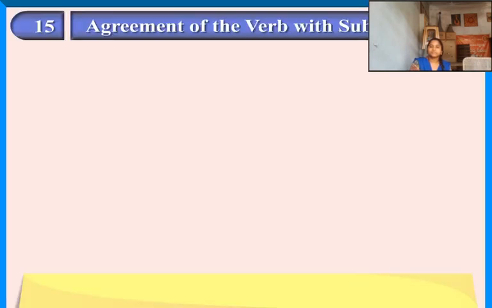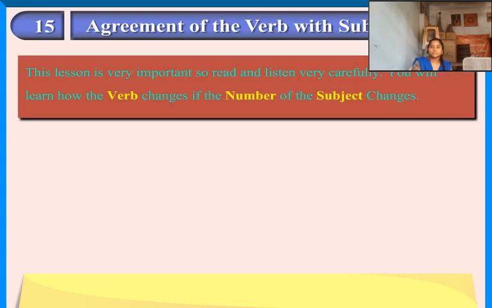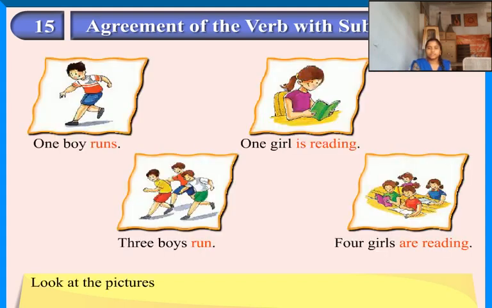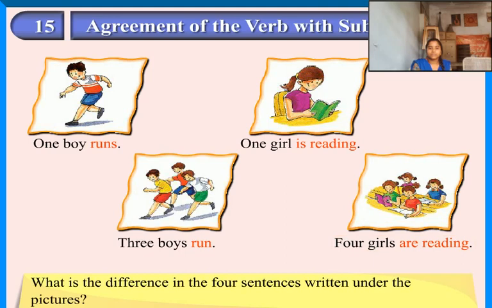Agreement of the verb with the subject. This lesson is very important, so read and listen very carefully. You will learn how the verb changes if the number of the subject changes. Look at the pictures. One boy runs. One girl is reading. 3 boys run. 4 girls are reading. What is the difference in the 4 sentences written under the pictures?